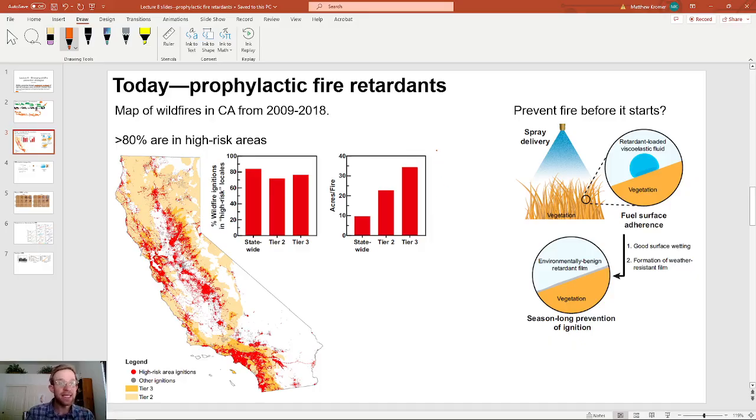And the idea behind the topic that we're going to be learning about today is, well, what if we could treat the plants in these high-risk areas with some benign coating, and have that coating contain fire retardants so that should a fire break out, it would be extinguished on the spot with no need of any application of a fire retardant after the wildfire started, okay?